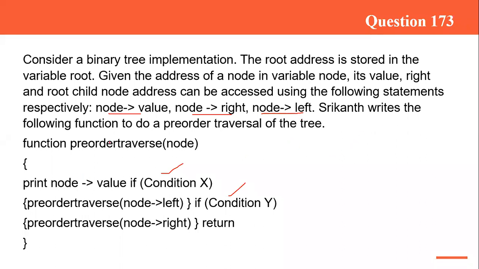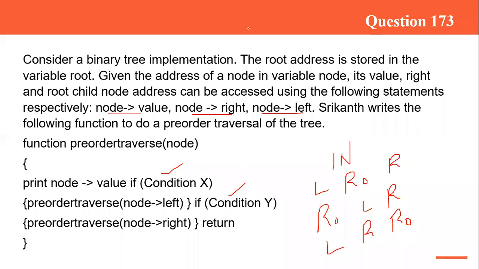Now, Srikanth writes the following function to do a pre-order traversal of the tree. Pre-order traversal means what? I hope you know the traversals. We have three types of traversals. You know them? Pre-order, post-order, in-order. In-order means left, root, right. If not known, please note that down. Left, root, right for in-order. Pre-order means root, left, right. Post-order means left, right, root. These are the orders.